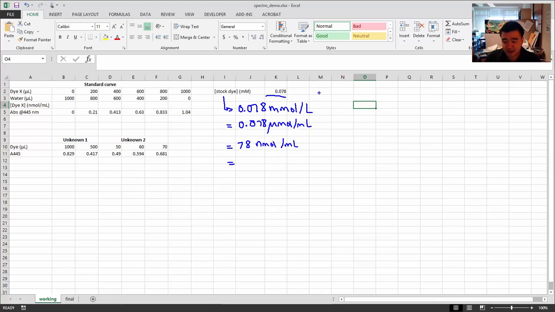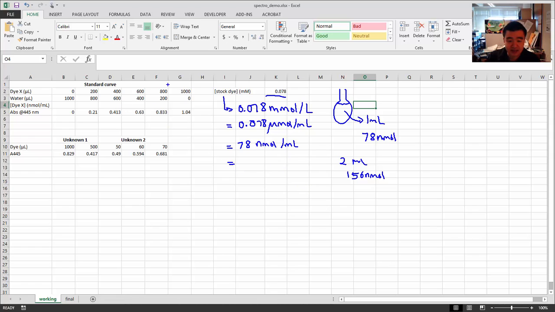This means that from our stock dye, which is sitting in a big bottle, if we took out 1 milliliter of our stock dye, then in that 1 milliliter there would be 78 nanomoles of this particular dye floating around. It also means that if we took out 2 milliliters, there would be 156 nanomoles of the dye floating around in those 2 milliliters.